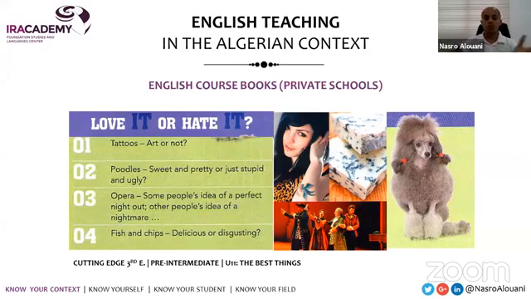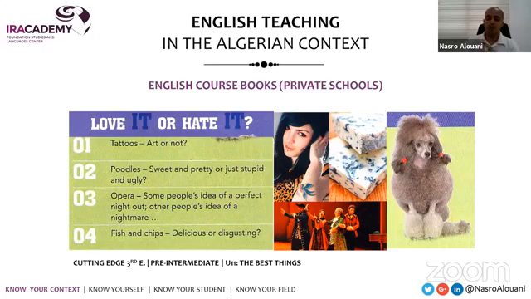because a lot of students start saying that tattoos are not art, are haram. Where is this option here? Yeah, so the other question is talking about poodles, sweet and pretty or just stupid and ugly. And do we have such a culture? I don't know. The third is about opera, some people's idea of a perfect night out, other people's idea of a nightmare. Most students haven't experienced the opera, so it's something new to the context.